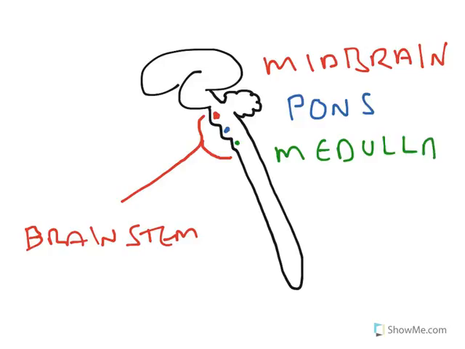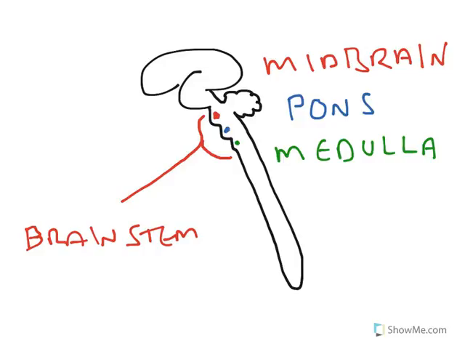So those are the three major divisions of the brainstem, and they tend to have different functions. So for example, an important function of the midbrain is to control various nerves which move the eyes. An important function of the pons is to control the nerves which help us to chew. And an important function of the medulla is in regulation of the autonomic nervous system.